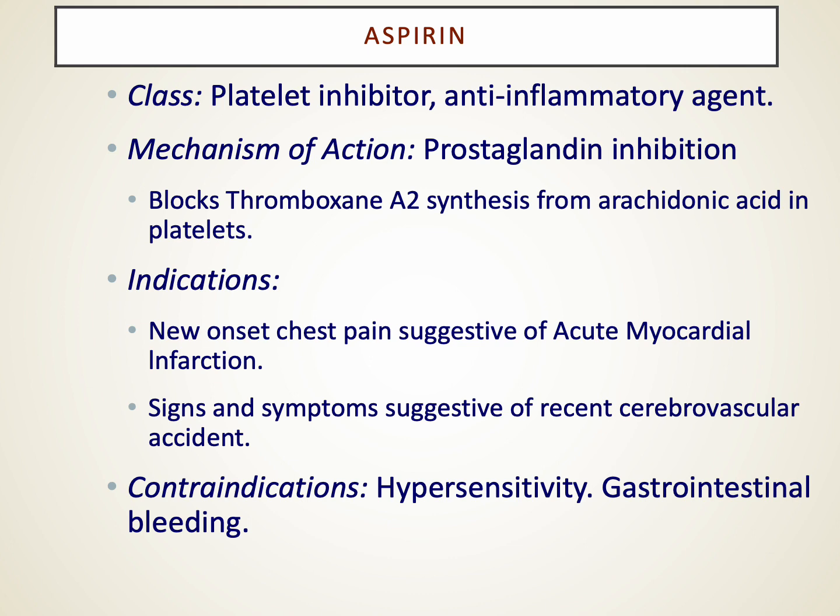Aspirin works by blocking thromboxane A2 synthesis from arachidonic acid, working therefore to impact prostaglandins that may trigger platelet aggregation. It's indicated acutely in folks who have chest pain, where we're ruling out an active myocardial infarction. We'll give them aspirin initially, and we'll also give it imminently for a patient who has a CVA if we're pretty sure that CVA is not hemorrhagic in nature.